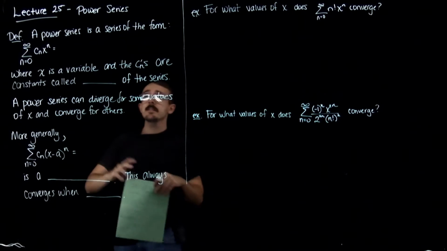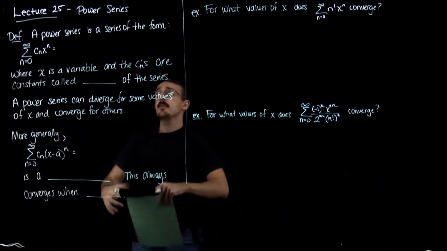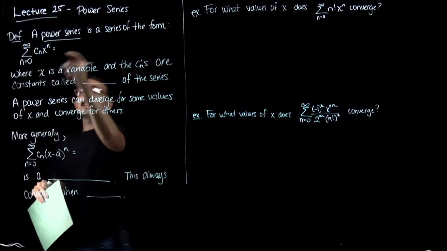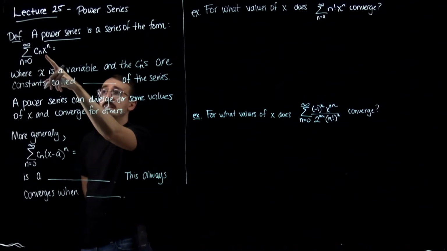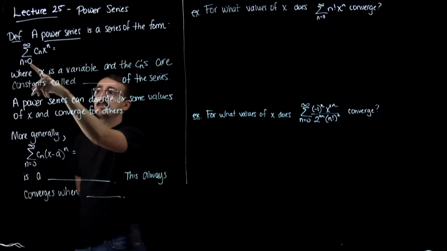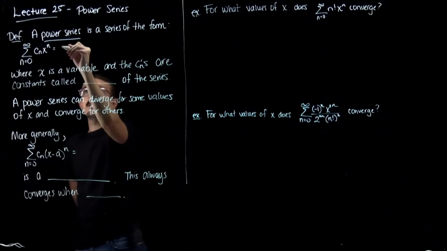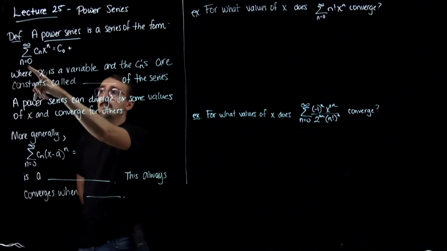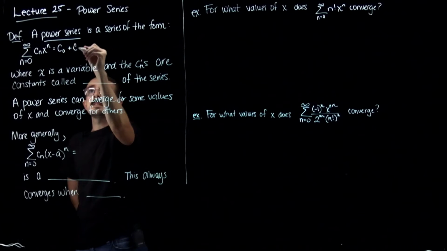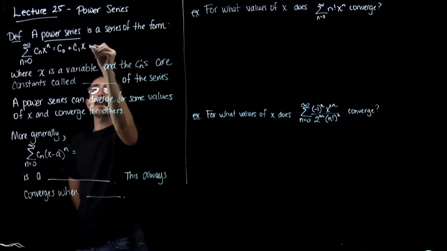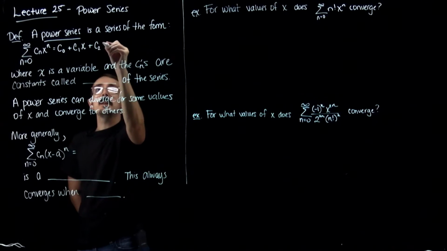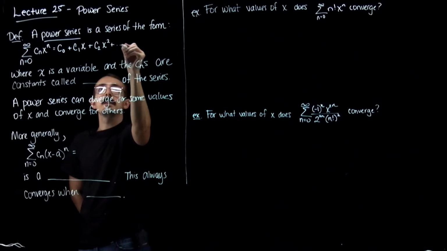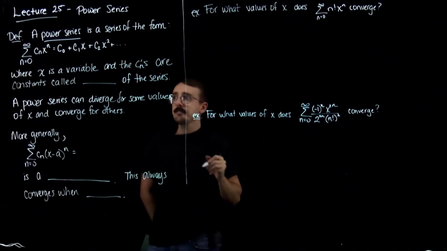So a power series is a series of the form, n equals 0 to infinity, of c sub n times x to the n. If you fill out the first few terms here, if I plug in n equals 0, I would get c sub 0 plus, and if I plug in 1 for n, I would get c sub 1 x to the first power. If I do one more, if I plug in n equals 2, I'd get c sub 2 x squared plus. And it just goes on forever like that.